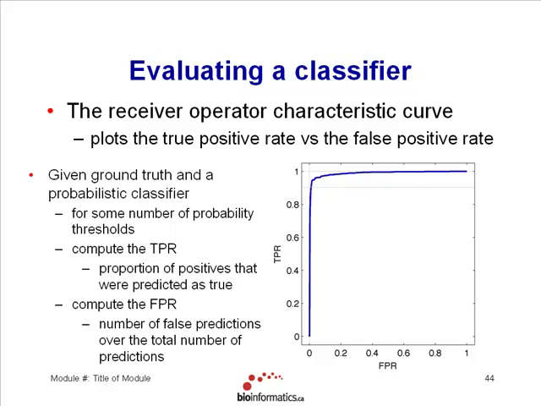So just some ways of evaluating a classifier. This is just an example of a receiver operator characteristic curve, or called a ROC curve. And essentially what it does is it plots the true positive rate versus the false positive rate. And so I'll just go through how that's calculated.